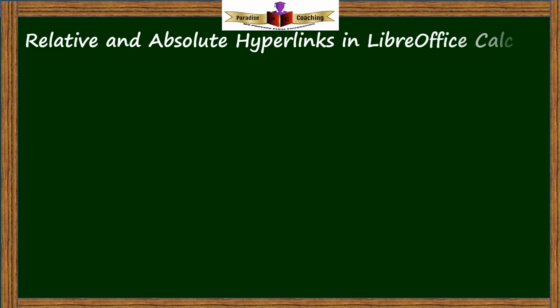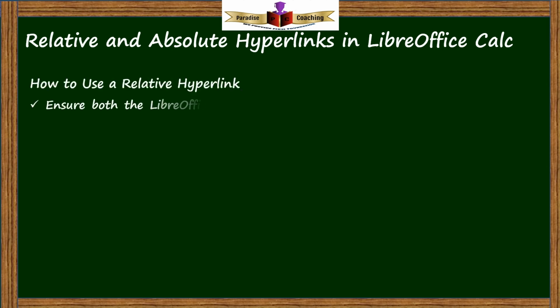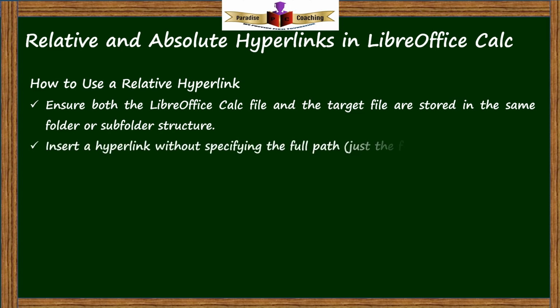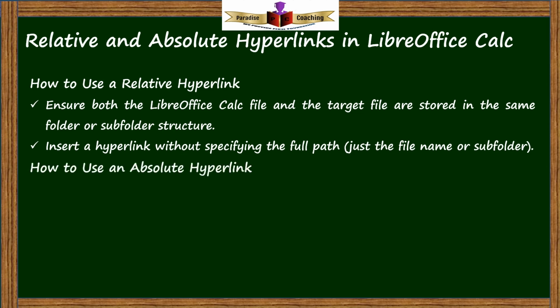How to use a relative hyperlink. Ensure both the LibreOffice Calc file and the target file are stored in the same folder or subfolder structure. Insert a hyperlink without specifying the full path, just the file name or subfolder. How to use an absolute hyperlink. Insert the full path of the target file, ensuring that it won't change. Typically used when linking to files on a network or external servers.